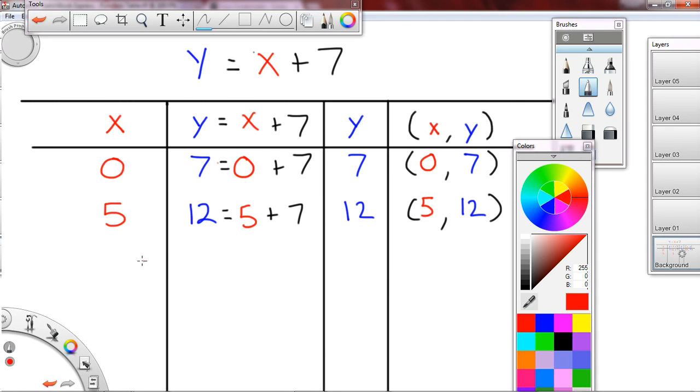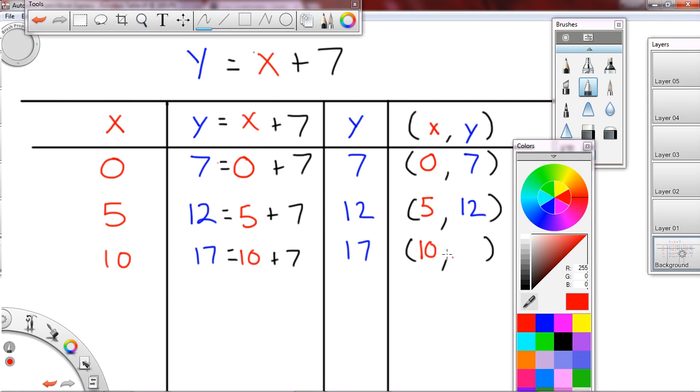You can plug in any number you want. Let's go ahead and do x is 10. You probably don't need to do this at this point because you can add 7 in your head. But we're going to add 7 to 10, get 17, bam. There's our y value. It really shouldn't take me this long, but I'm changing colors.